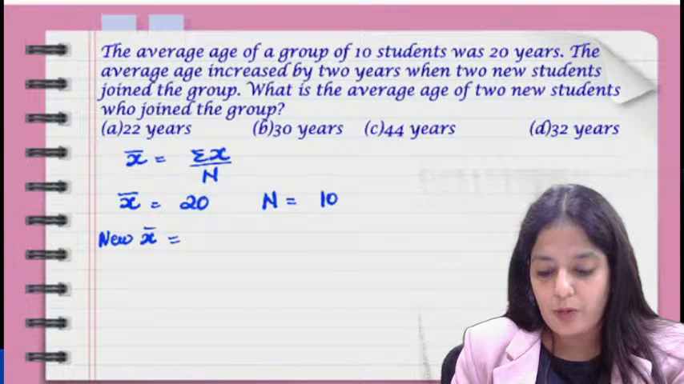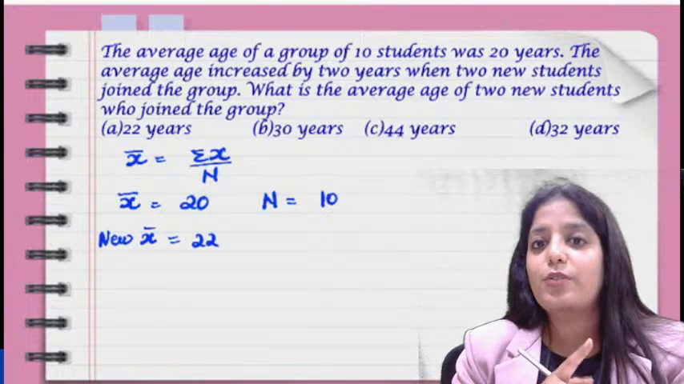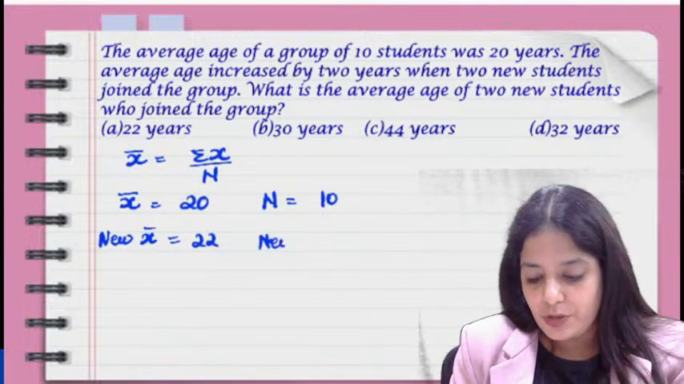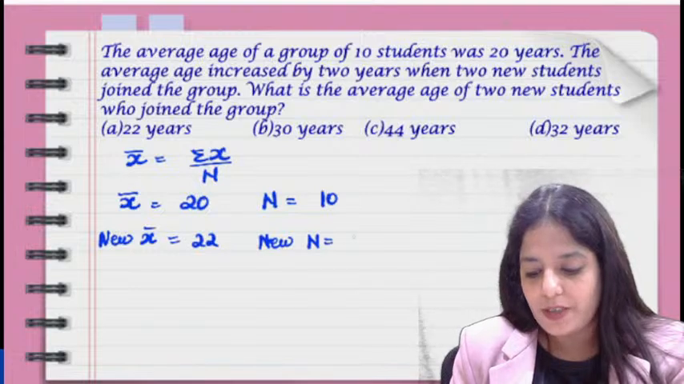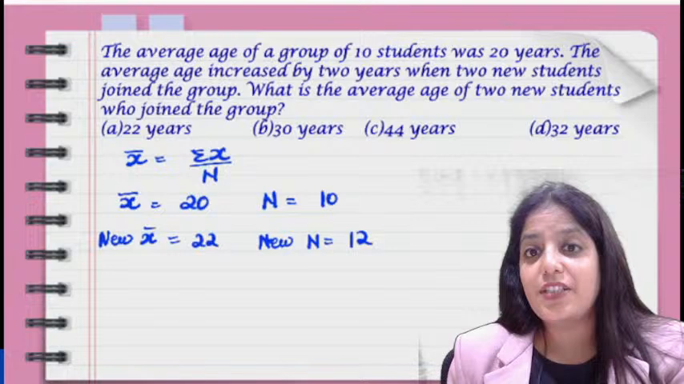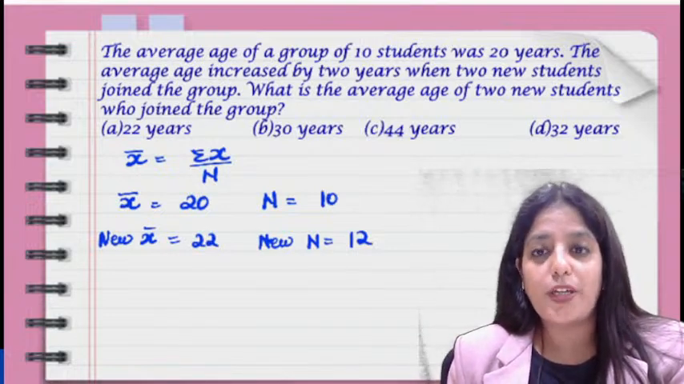That means it became how much? 22. When does it increase by 2 years? When 2 new students join the group. That means the new strength, or new n, would be 12. Okay, now they are asking what is the average age of the 2 new students who joined the group.